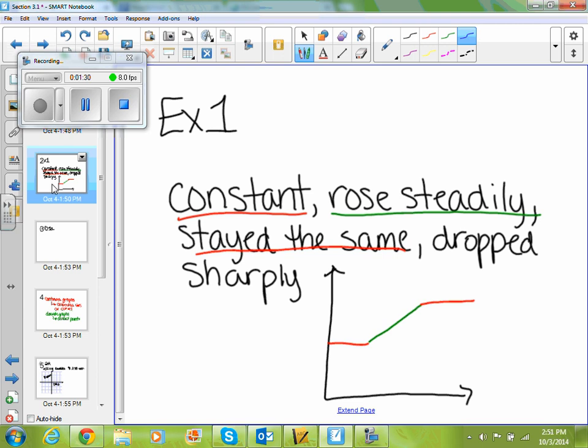Then the last thing that it says is that it dropped. So we're going to have a graph that goes down, but it's going to go down very steep. Okay? Kind of drop sharply. Okay, so we're going to look at our word problems and pick sketch graphs to represent them.